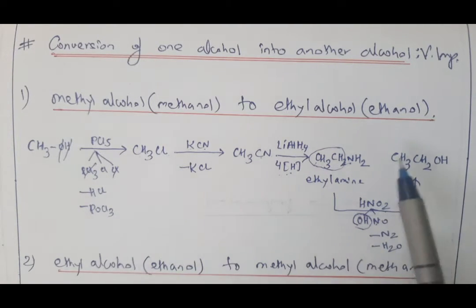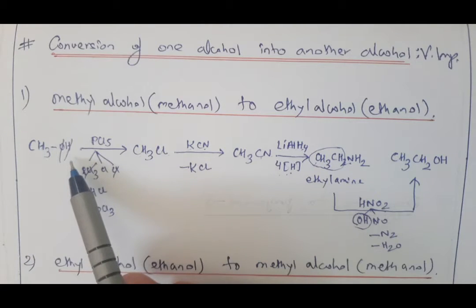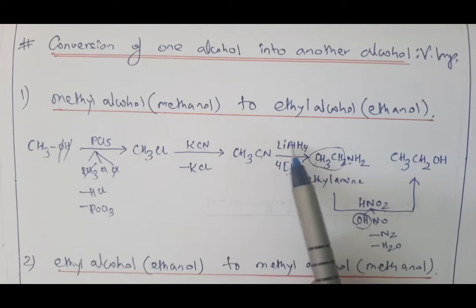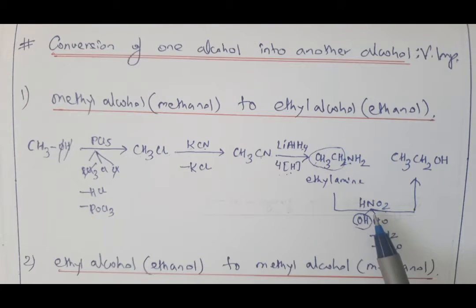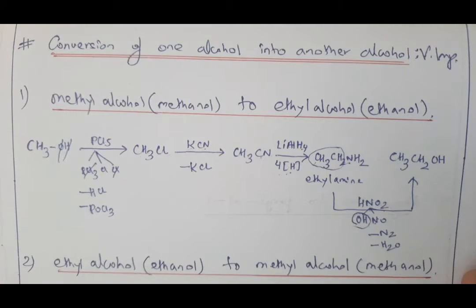So first I increase the carbon by putting PCl5 and KCN to alcohol. Then I use a reducing agent. So 2H enters here to form amine. And once you get amine, you use nitrous acid, where amine will convert to alcohol, students. So this is one conversion, methyl to ethyl.